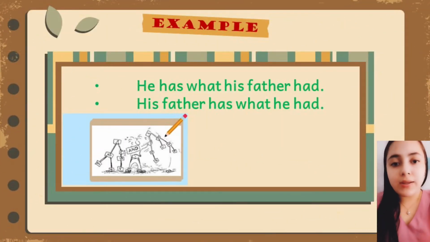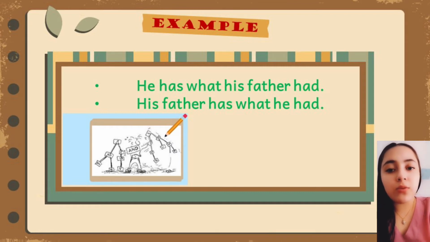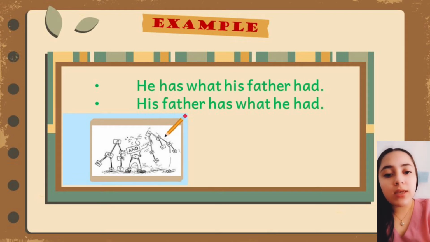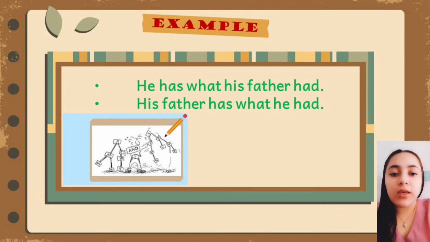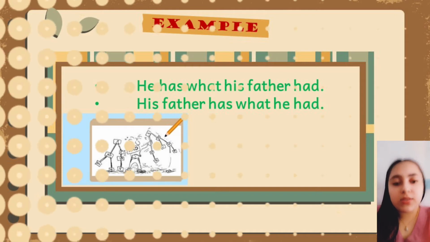Here we have one example. One sentence says, "He has what his father had," and the other one says, "His father has what he had." So as we can see, we have two sentences where the order of the words is different. So in the case of syntax, it's possible to have two sentences with the exact same words but two different meanings because the subject changes. A sentence according to syntax may not make sense, but grammatically it does.